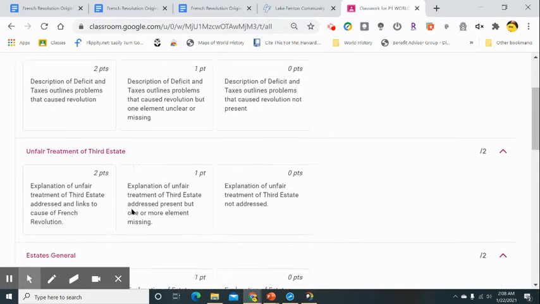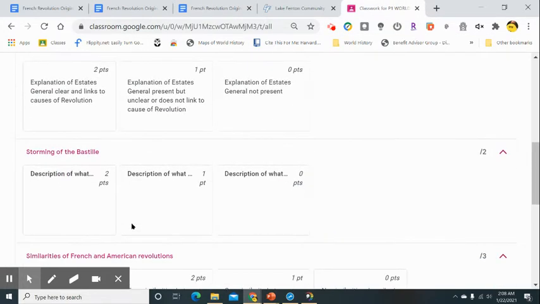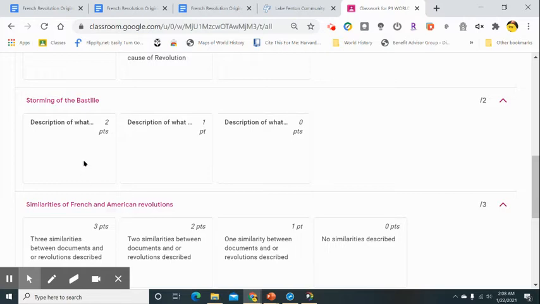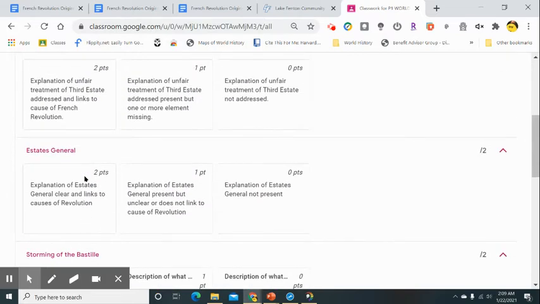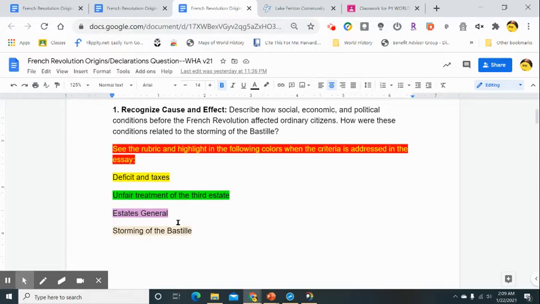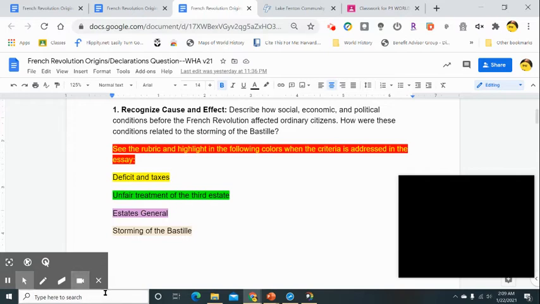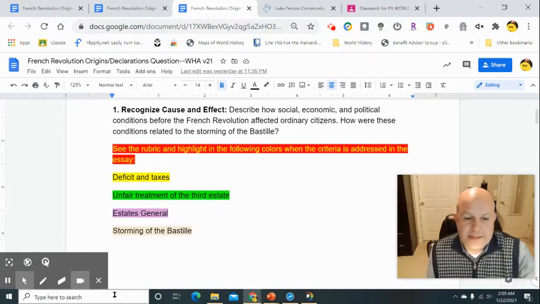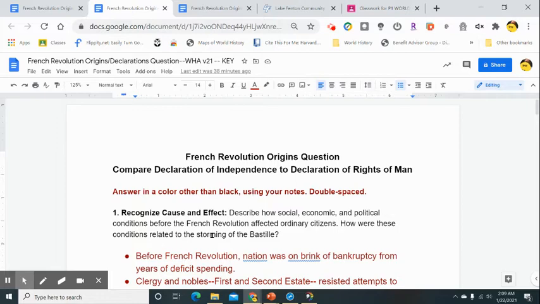All of these are addressed in the rubric. So there you go. Let's talk about what needs to be included. Even though a lot of your notes from first semester will end up helping you with that, let's talk about what needs to be included.